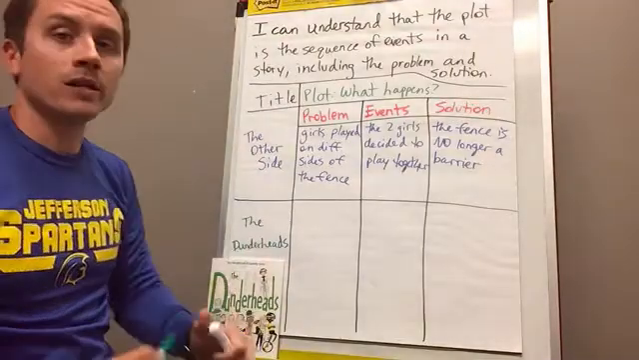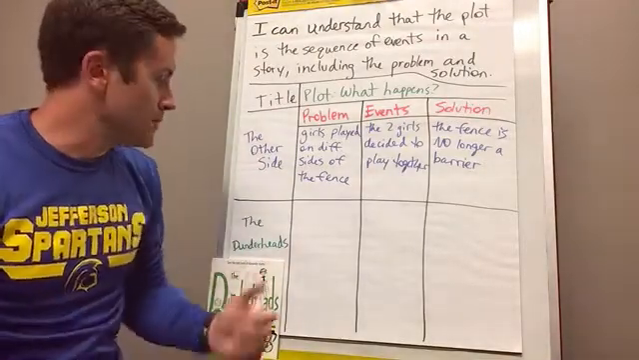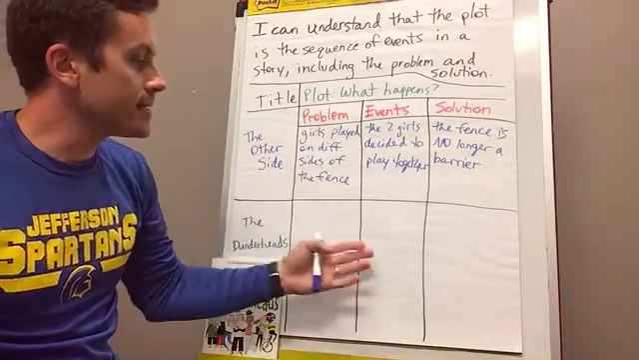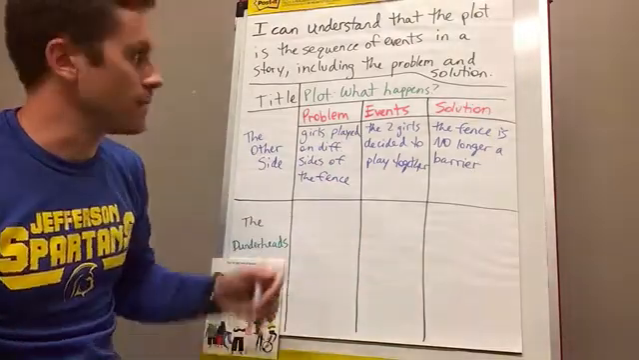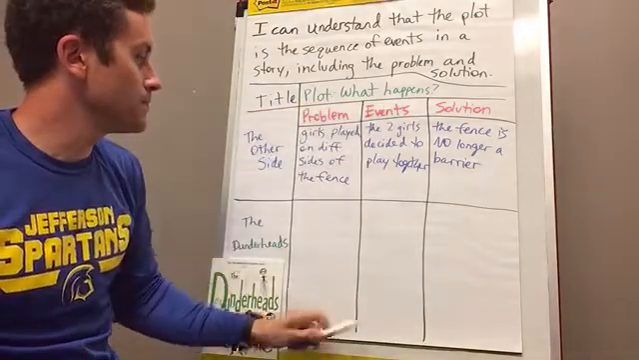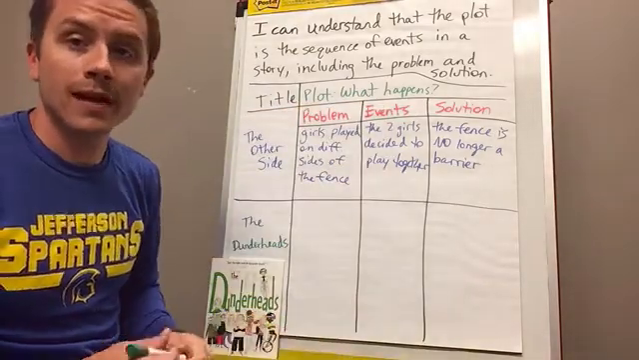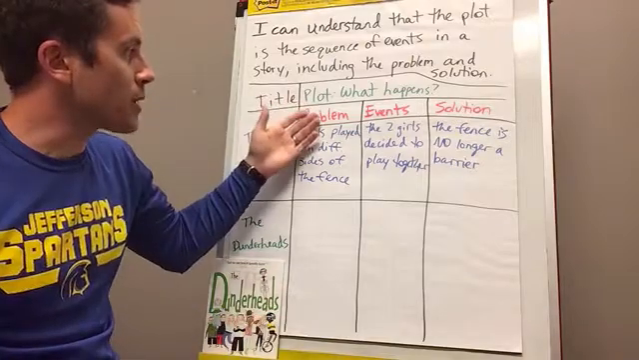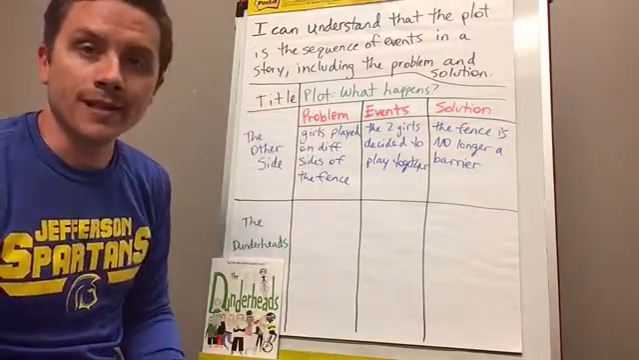Now, when we think about the Dunderheads, what is the problem in the Dunderheads? What are the events that take place? And what is the solution? Again, answering the question about plot. What happens? So in Dunderheads, think about what is the problem that happened in the Dunderheads?